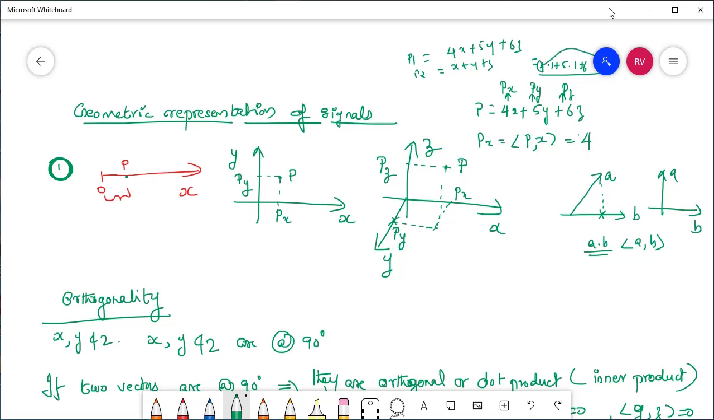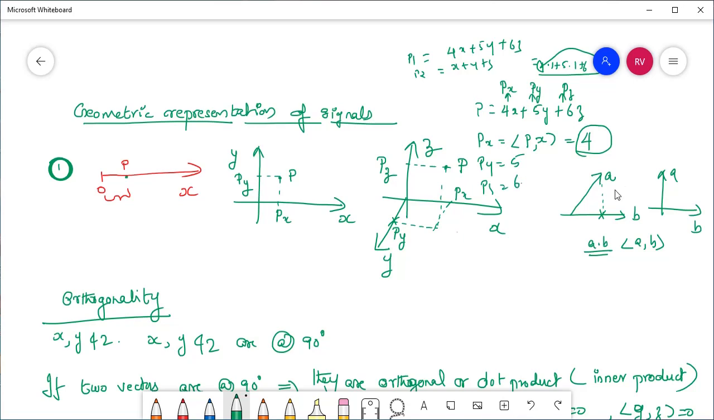Similarly, to find the inner product between p and x, we just need to multiply with x, and x is normalized, so it will have 1 in the direction of x, so 4 will be the value px. To find py, you find the inner product between p and y, similarly for z, so that's how you get px equal to 4, py equal to 5 and pz equal to 6.